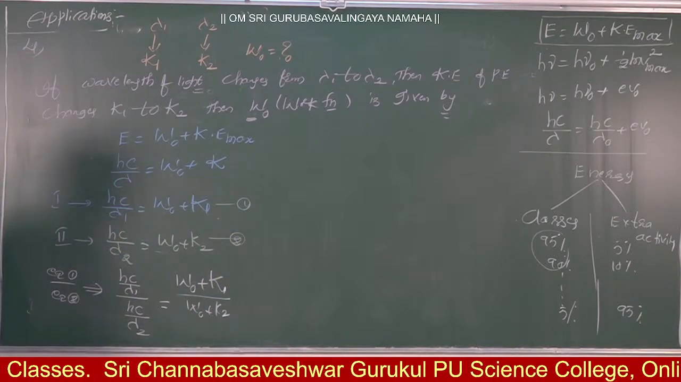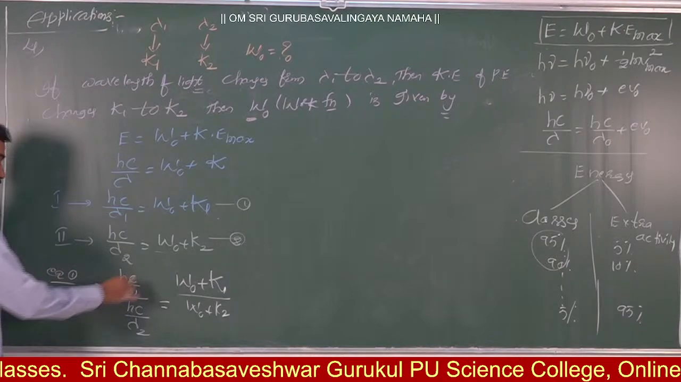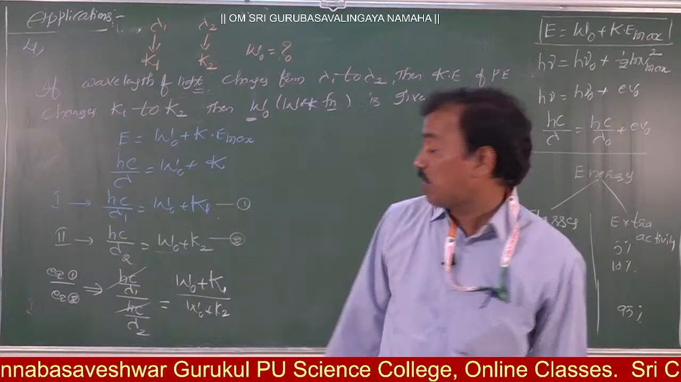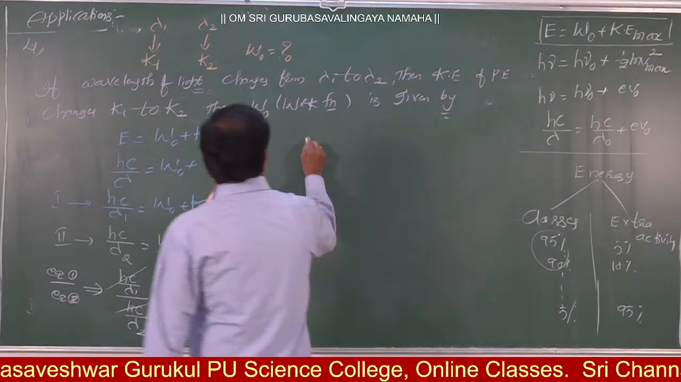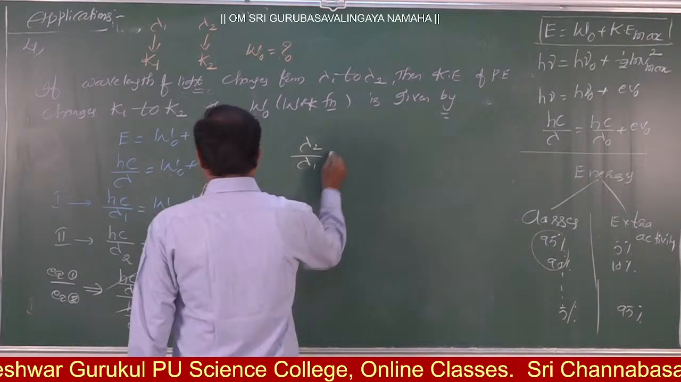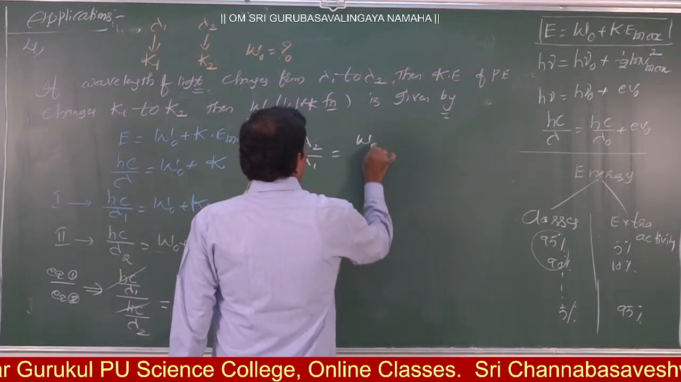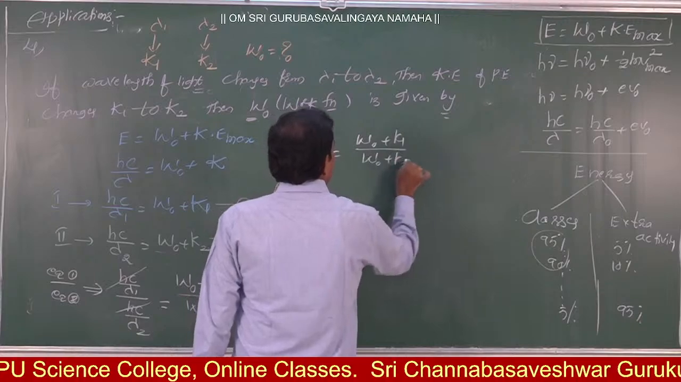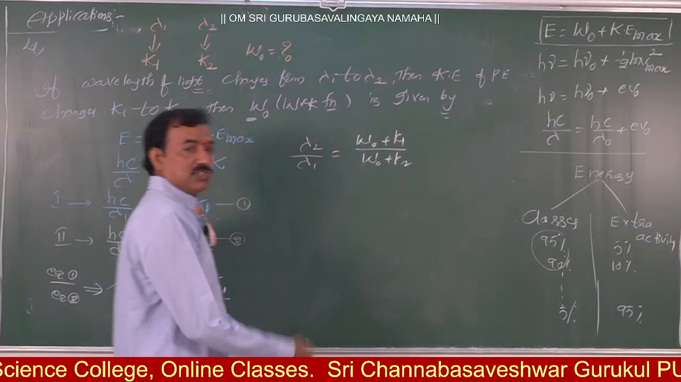Clear? So now again hc and hc is cancelled here. hc by lambda 1, again hc by lambda 2, what happens? hc is cancelled here. So what is that equation here? Lambda 2 by lambda 1 is equal to W naught plus K1 by W naught plus K2. Now a simple equation over here.